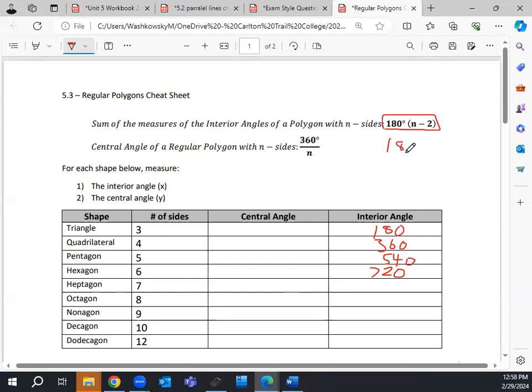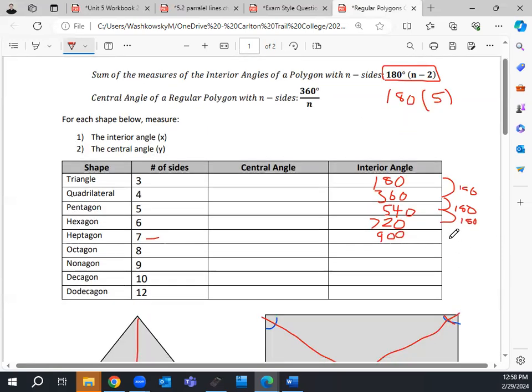Well, it's 180 times n, which is 7 sides. 7 minus 2 is 5. That would give you 900. Do you see a pattern that's starting to emerge here? It just keeps going up by 180 degrees for every side you add. Absolutely. That's literally the pattern. Every side you add, if we assume it's a regular polygon, is going to add 180 degrees. And they'll always be equal as well. So all you do is you just keep adding and adding and adding.